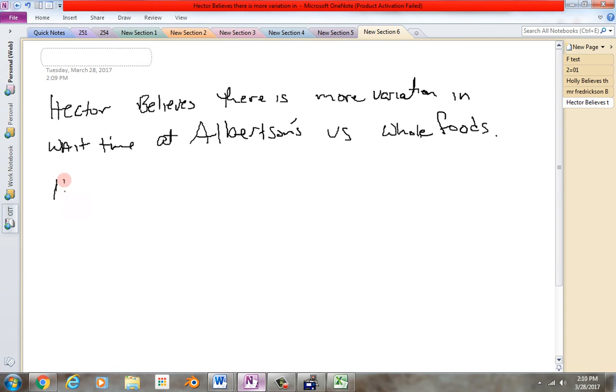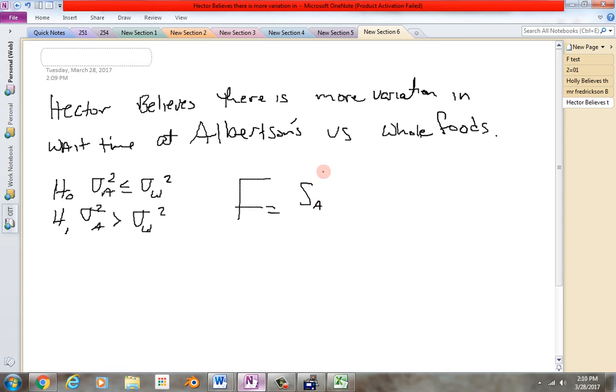I heard him say there's more variation at Albertsons. So the variation of Albertsons is bigger than the variation of Whole Foods. That makes this an upper tail test already, because that's how he phrased it. So I don't have to screw with it at all. I'm going straight up right here: it's the S of A for Albertsons over the S of W for Whole Foods, and I'm done.